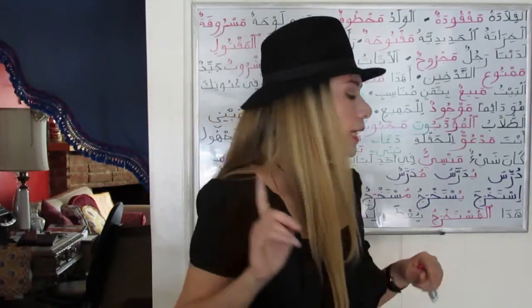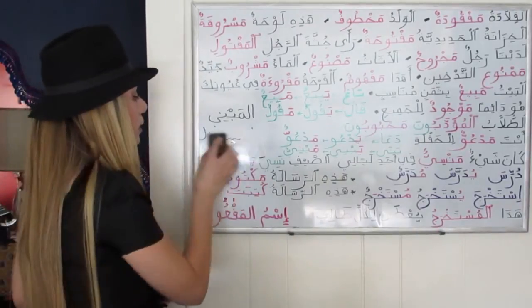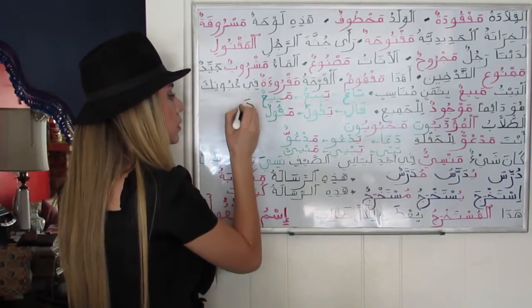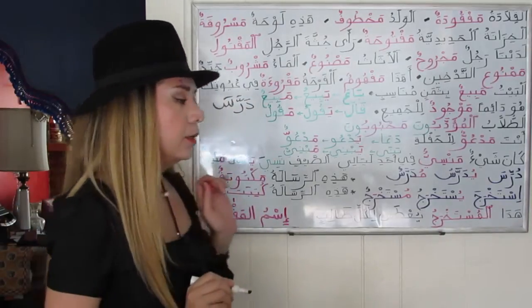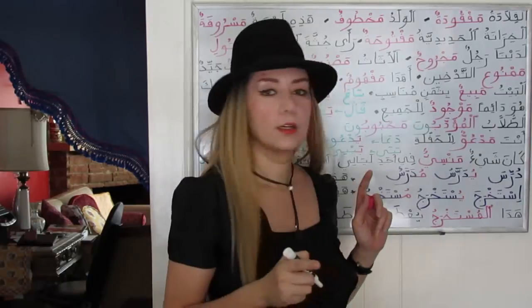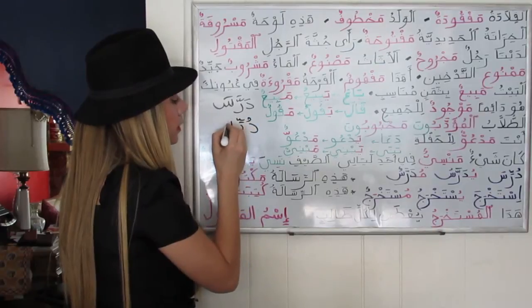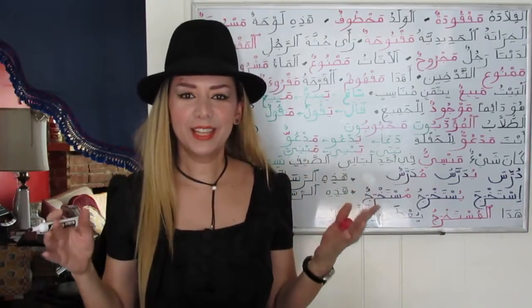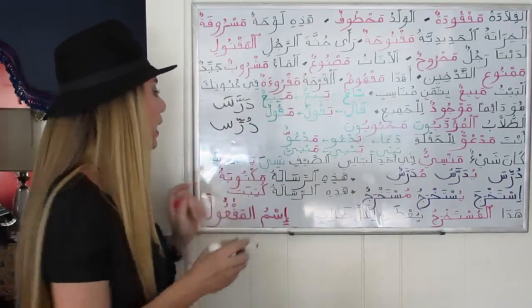So, the passive voice for darrasa, to teach. You already know that. This is active voice. Darrasa, he taught. We know that. For the passive voice, the short vowels would be durrisa. It will mostly sound like u, i, a. I sound like a monkey. Durrisa.